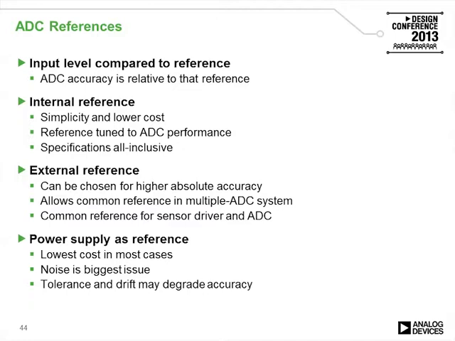Now, in many cases, not all, but many cases, you can override that internal reference with an external reference. And the reasons you might want to do that is for higher accuracy, lower drift, that type of thing. Some other things you might want to do is have one reference that's attached to several A to D converters so that they all track together.